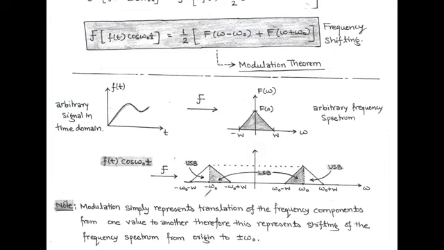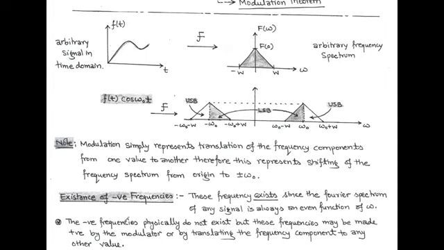So here we note a point. The modulation simply translates the frequency component of one value to another by shifting the frequency spectrum from origin to plus minus omega naught. Next is the existence of negative frequencies. While determining the Fourier transform, there exist negative frequencies because the frequency spectrum of any signal is always an even function of omega. Physically, the negative frequencies do not exist, but we convert them into positive frequencies by translating the frequency component to any other value.